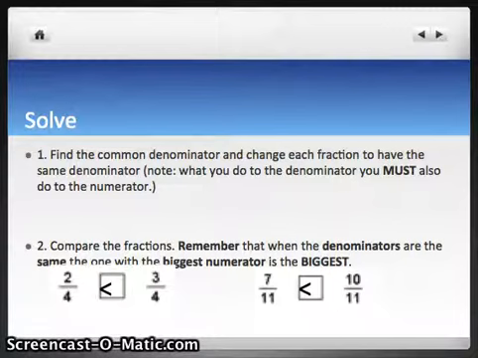When we compare fractions, always remember that when we have the same denominator, the one with the biggest numerator is the biggest. So with 2/4 and 3/4, you know that 3/4 is bigger because it has the bigger numerator. With 7/11 and 10/11, 10 is the biggest numerator because they have the same denominator, so therefore 7/11 is less than 10/11.